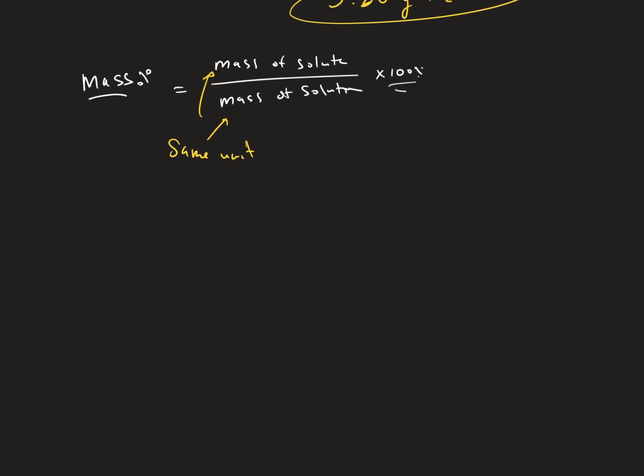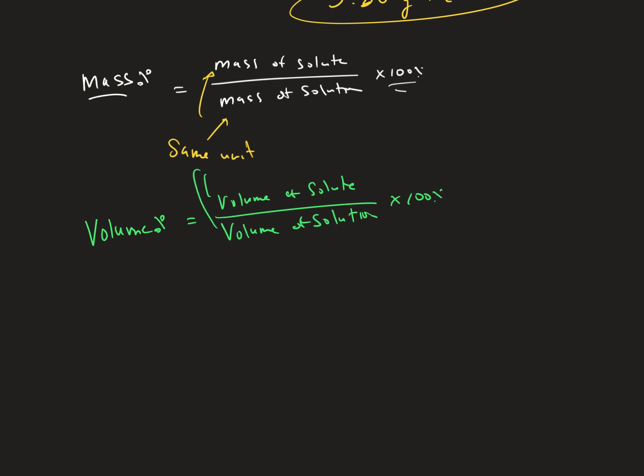Okay, the next one is volume percent. Can anybody tell me the formula for the concentration of volume percent? Volume of solute over volume of solution times 100%. And what do we got to make sure? The volume's in the same unit, so they cancel out. We good with that? Pretty straightforward?